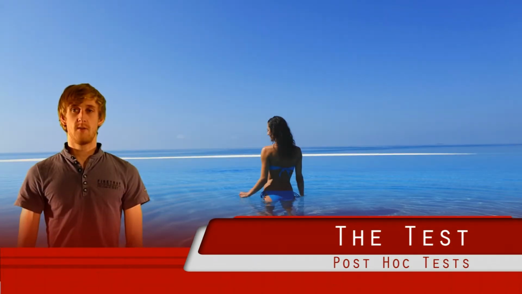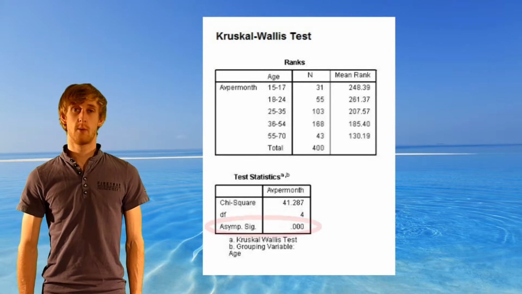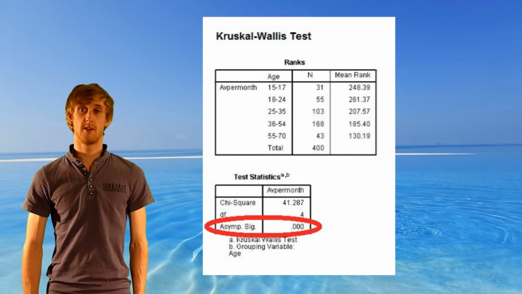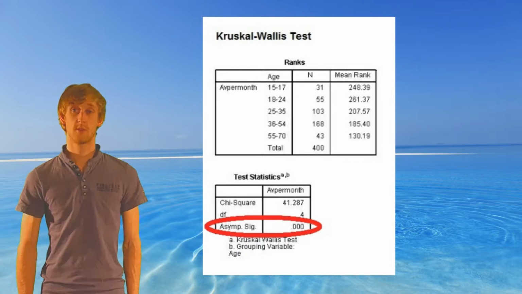The most commonly used value in this table is the p-value, which in this case is less than 0.05. Therefore, we can say we reject the null hypothesis. This confirms that there is a statistically significant difference in the medians between the different age groups.